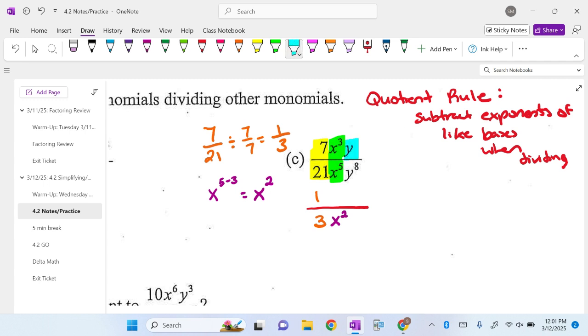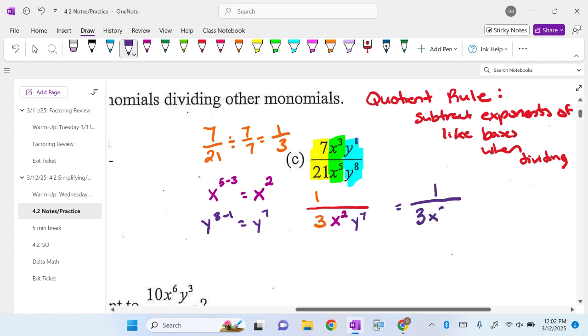And then lastly, I have my y's. So with your y's, if you don't have an exponent, what's your unspoken exponent? 1. So if I do biggest minus smallest, I have y to the 8th minus 1, which is what? Y to the 7th. And where does it go? Numerator, denominator? Denominator. So y to the 7th. So if I clean this up a little bit to look nice, my final answer will be 1, because that's what I have left in my numerator, over 3x squared y to the 7th.